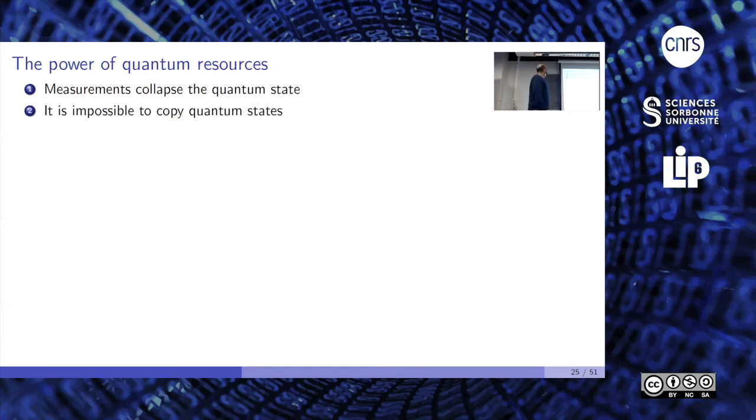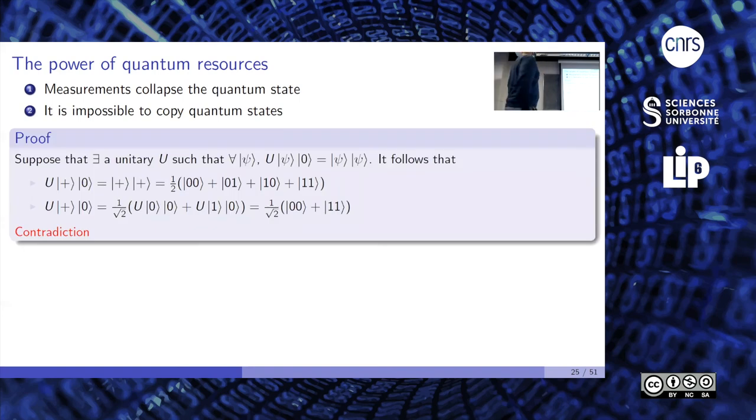And the second property of quantum states that's important for that is that it's impossible to copy quantum states. And there's a simple proof for that. So imagine that there is a unit that is able to copy quantum states. So this unit on state psi and zero outputs psi psi. Okay, let's assume that such a unit exists. Then we can study what happens if you try to copy plus and zero. On plus and zero, it should output plus and plus.